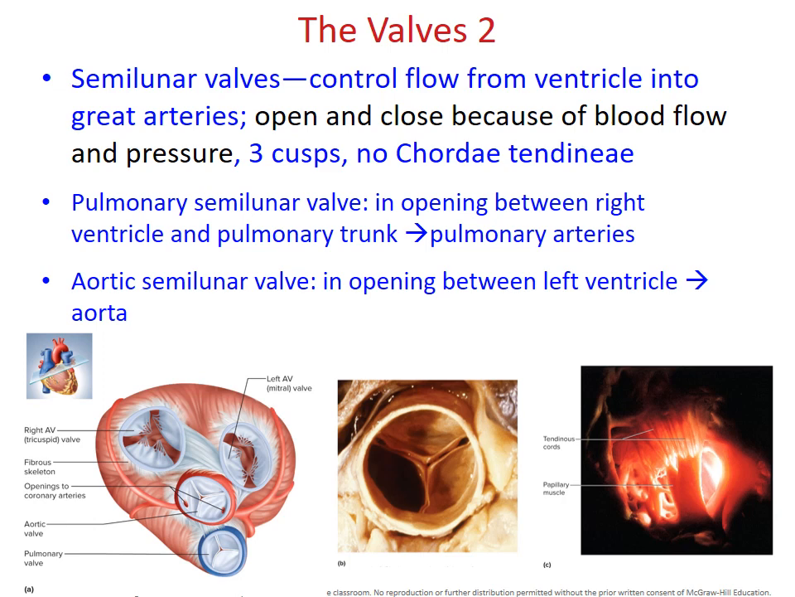The semilunar valves are made of 3 cusps. They do not have the chordae tendineae, so they will not have the guitar strings. And we see that we're either going to call them the pulmonary or the aortic semilunar valve.